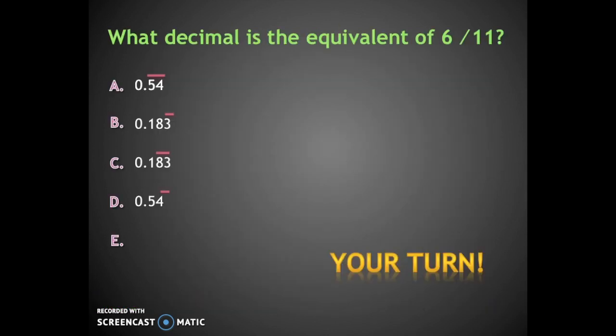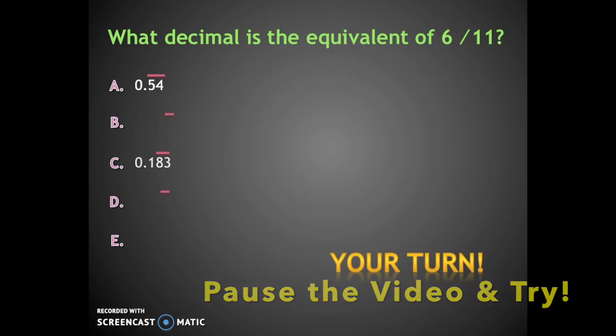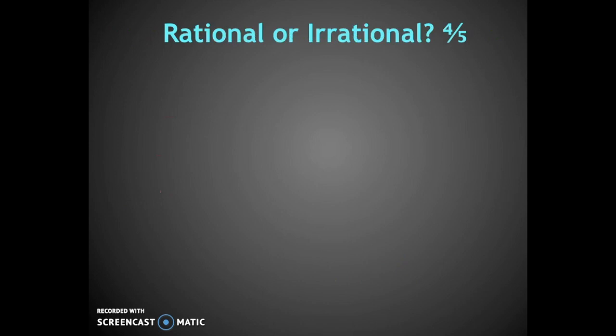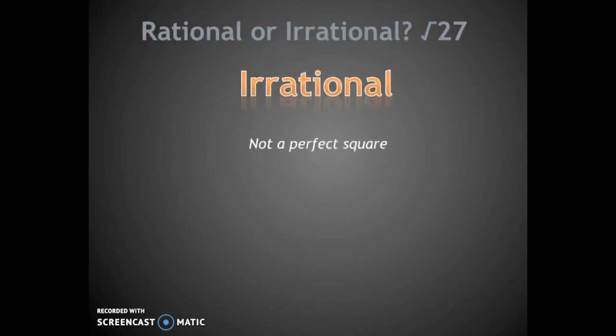Now it's your turn. What decimal is the equivalent of 6/11? If you say A, you're correct. Rational or irrational? If you say rational, you're correct. Rational or irrational? The square root of 27. Think about what we just covered. Okay, perfect square, non-perfect square. It's irrational. It's not a perfect square.